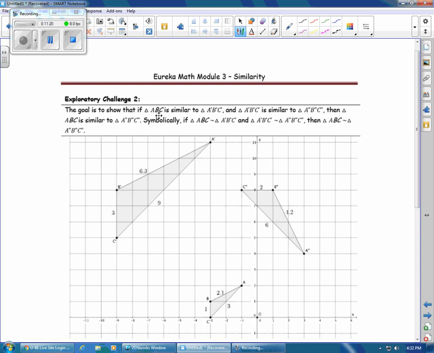So the goal is to show that if triangle ABC is similar to triangle A prime, B prime, C prime, and that A prime, B prime, C prime is similar to A double prime, B double prime, C double prime, then triangle ABC is similar to A double prime, B double prime, C double prime. Symbolically, if ABC is similar to the one with 1 prime and the one with 1 prime is similar to the one with 2 primes, then the original, the one with no primes, is similar to the one with 2 primes. This one is similar to this one is similar to this one, therefore this one will be similar to this one. Kind of transitive.